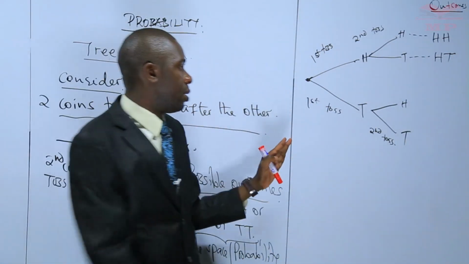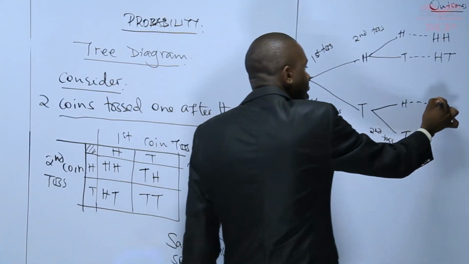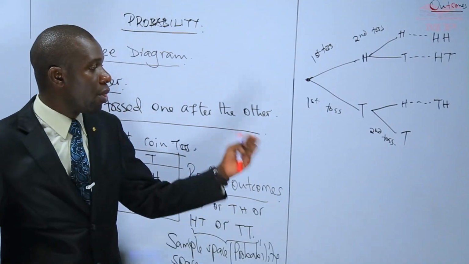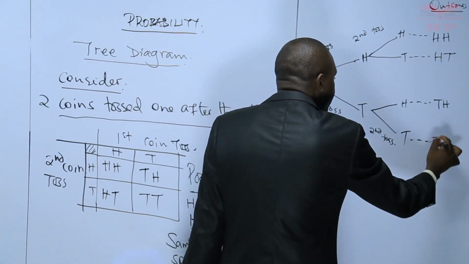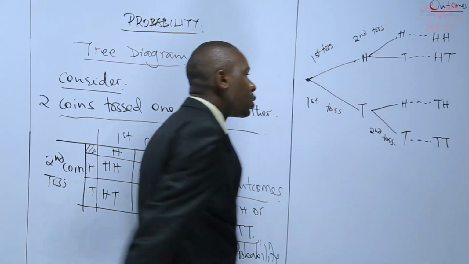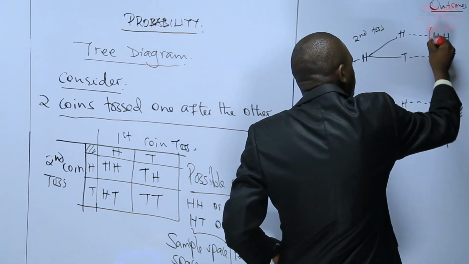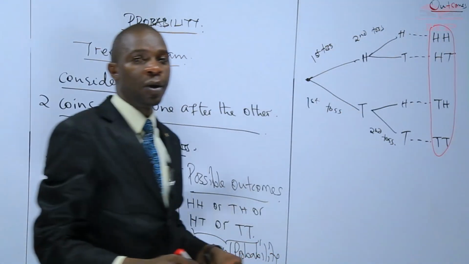Or if we had a tail in the first row, we can now have a tail followed by a head like that. Or we can have a tail followed by a tail. So in that instance, these become our outcomes.